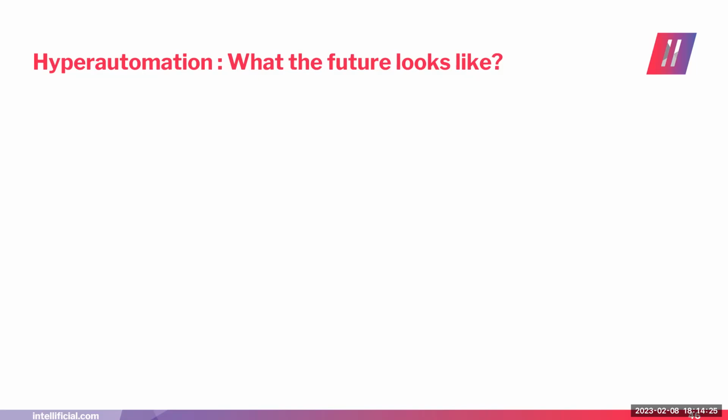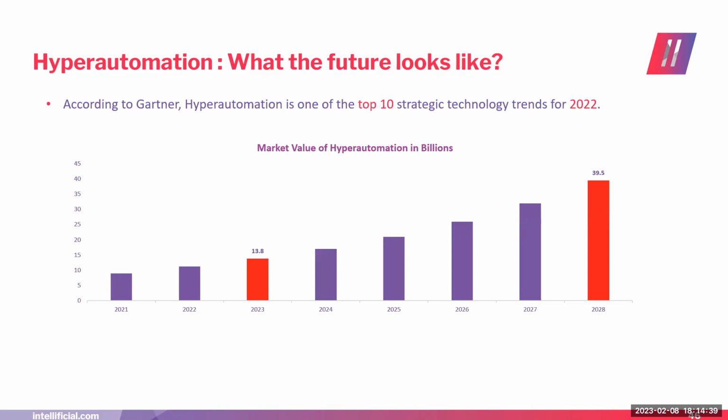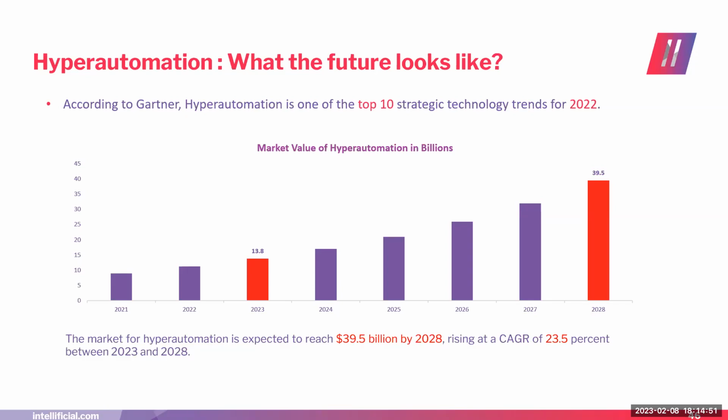Sure. So hyperautomation, what the future looks like. According to Gartner, hyperautomation is one of the top 10 strategic technology trends for 2022. Currently the market is at $13.8 billion, and it is expected to grow to close to $40 billion in the next half decade, by 2028. And it's growing at a compound annual growth rate of 23.5%, which is huge for any technology.